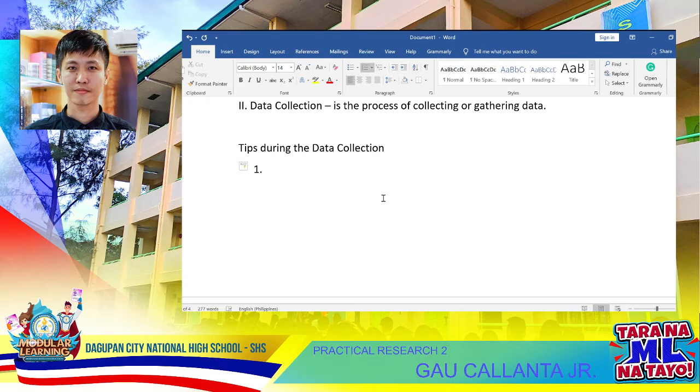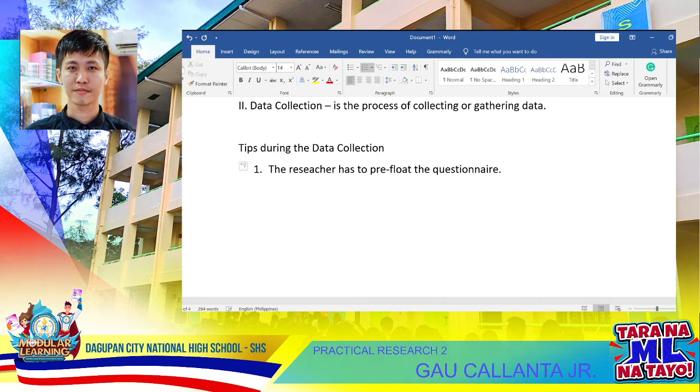the researcher has to pre-float the questionnaire. When we say pre-float, you're just going to use a few pieces of your questionnaire and distribute them to some of your respondents, or other people who have similarities to your respondents, and let them answer it.